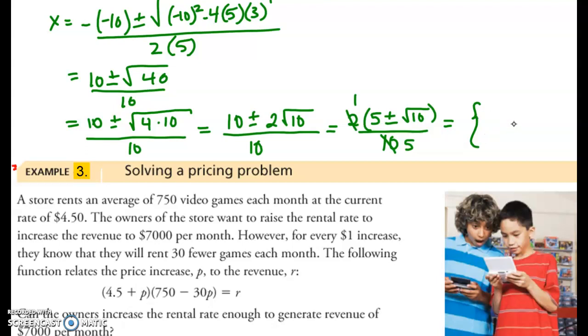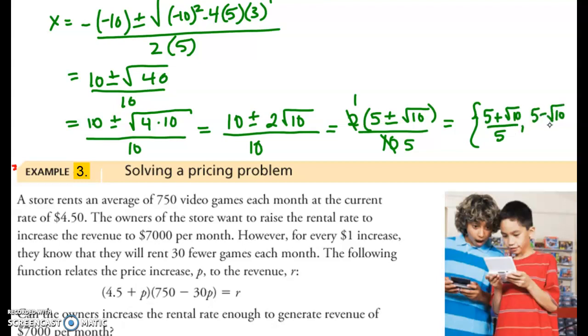So our two final answers then, and we're going to leave the square root in the answer because that square root of 10 is a long decimal. We would rather have all those decimal values in there, so we leave it as the square root of 10. We could type that into our calculator and round off, but then it would not be an exact answer anymore.